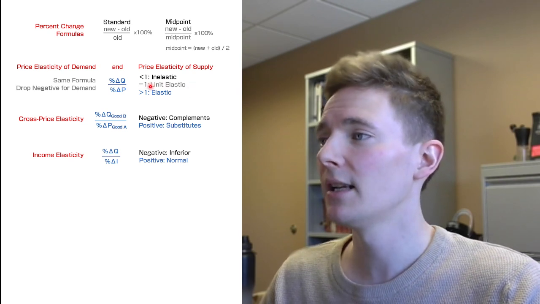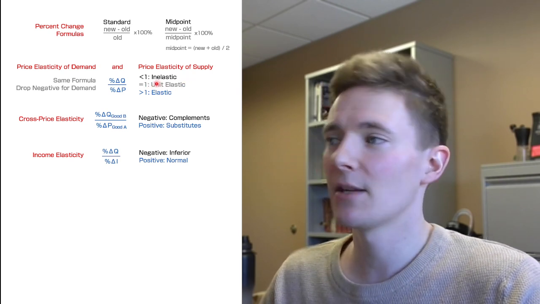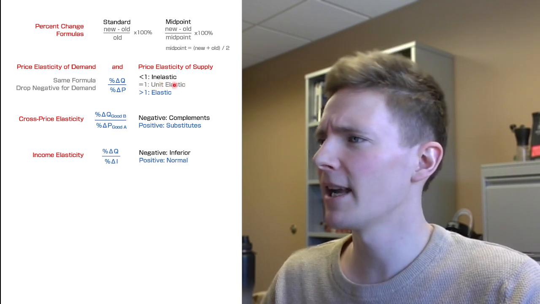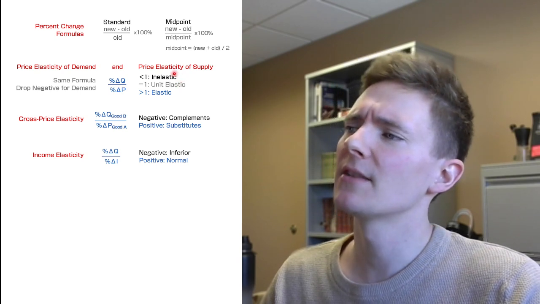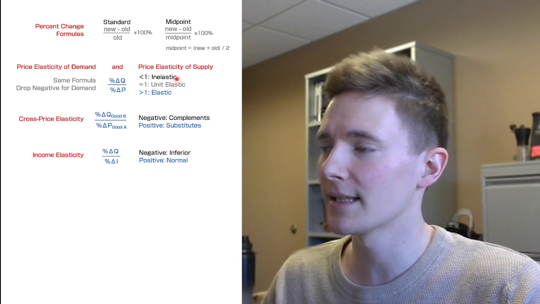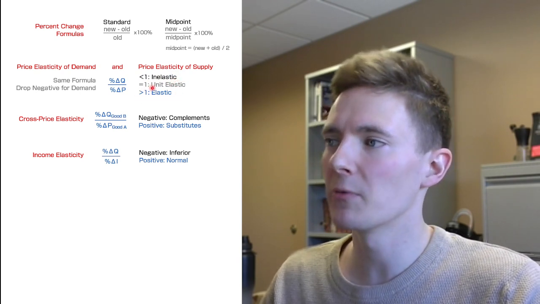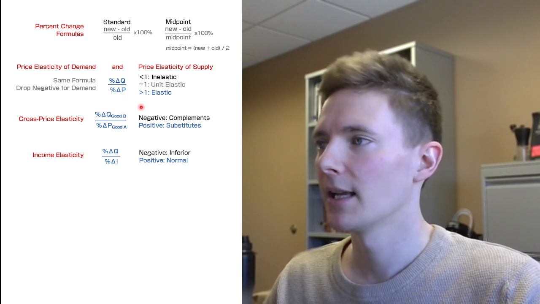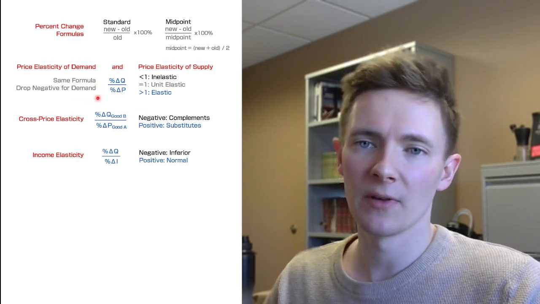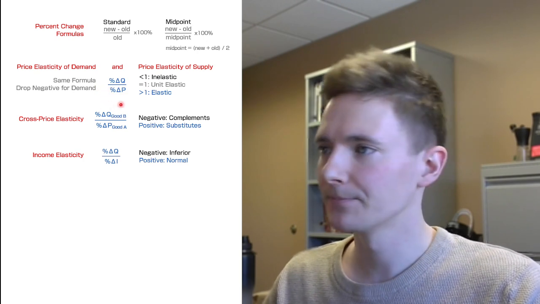If something is 1 for demand elasticity, we'd say that it's unit elastic. We might say the same thing for supply. I guess I'm not really sure if that crosses over, but if something is less than 1, we say that it's inelastic for both demand and supply elasticity. And if the coefficient is greater than 1, we say that it is elastic. And a really high elasticity number for demand reveals that that type of good is a luxury.